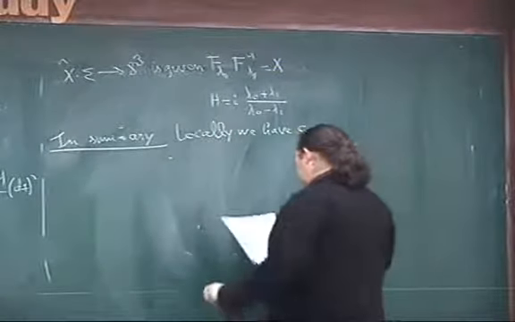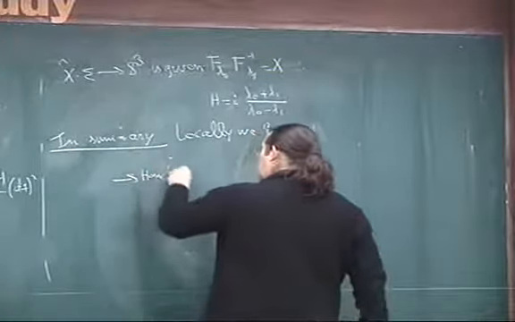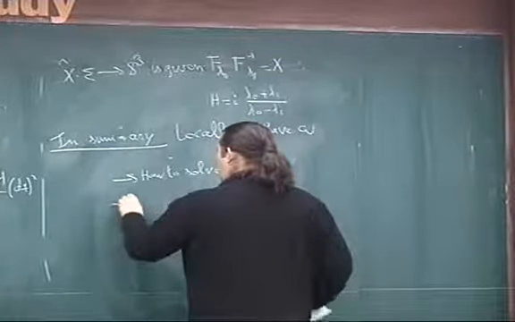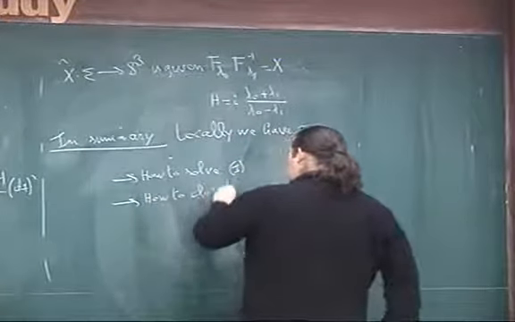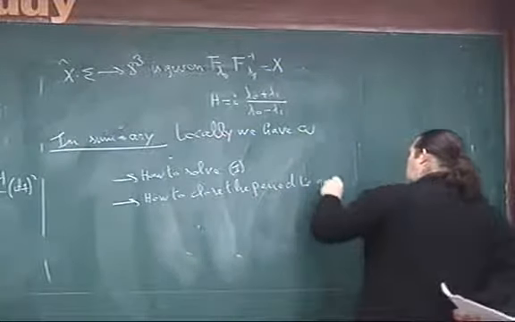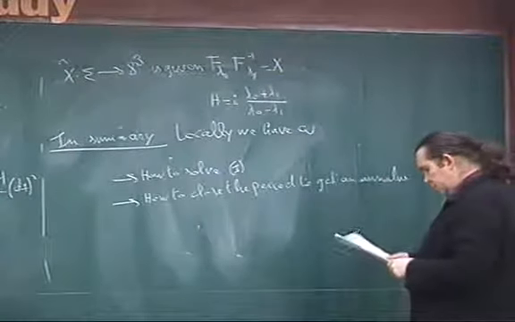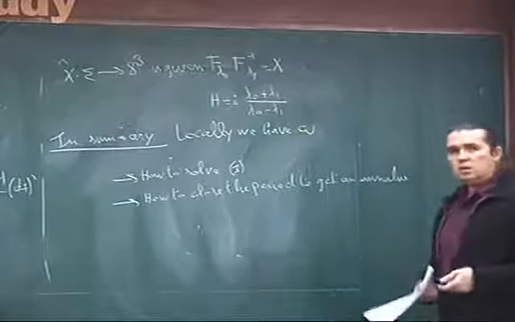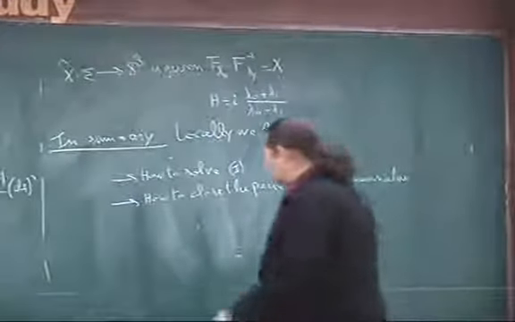There are two questions: how to solve one, and how to close the period to get an annulus. One of the nice properties is the finite type property. It is very helpful in this case.